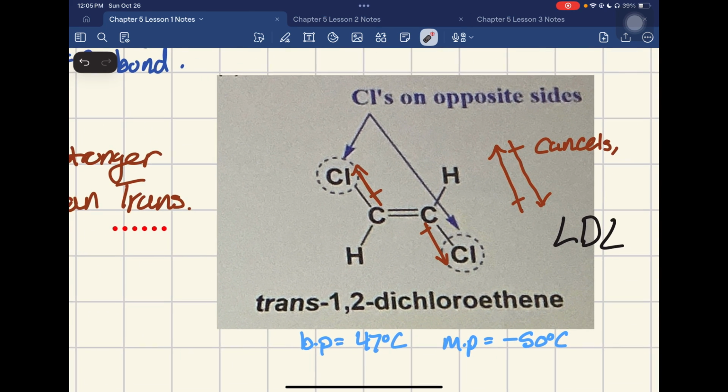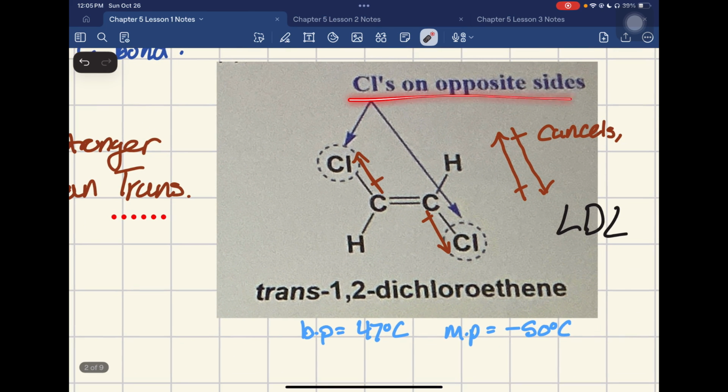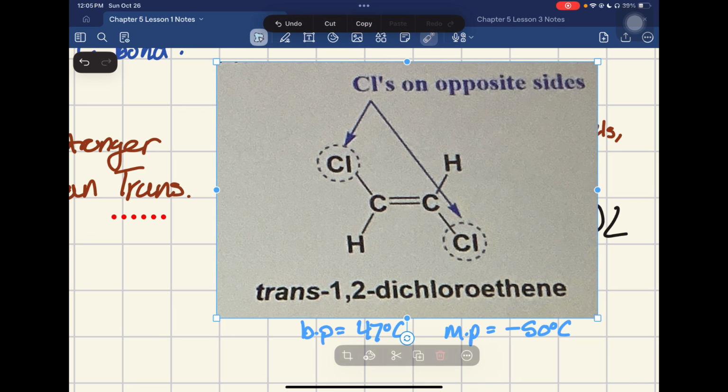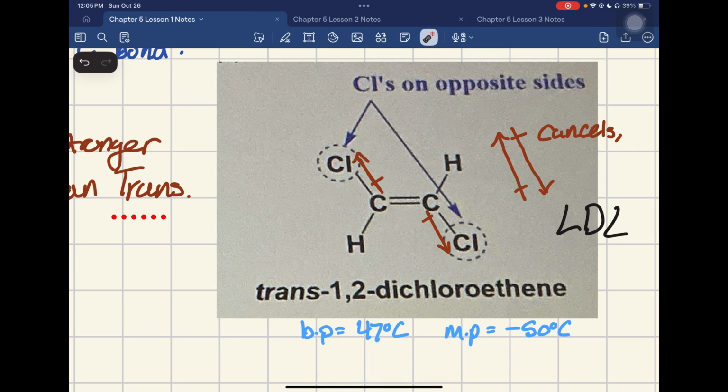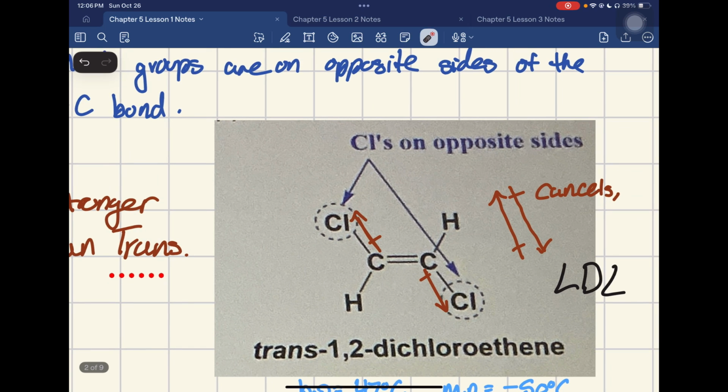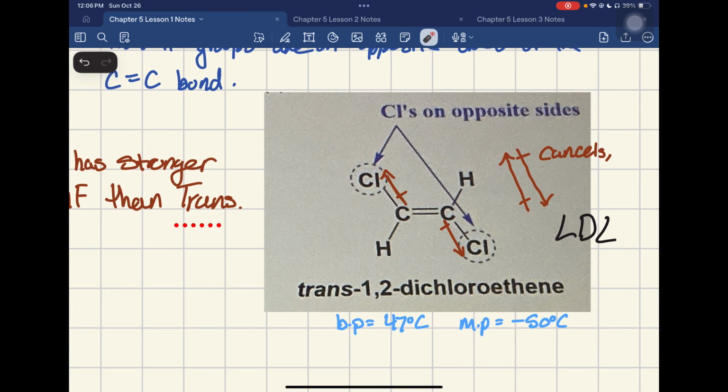Right here, though, the chlorines are on opposite sides, right? So again, we use tip to tail. We take the tip of this and we attach it to the tail of that. And because of that, they cancel. And it makes sense, right? They are on opposite sides. Let's say that this is a positive and this is a negative. Positive, negative. They're going to cancel, which means that there's no dipole-dipole.